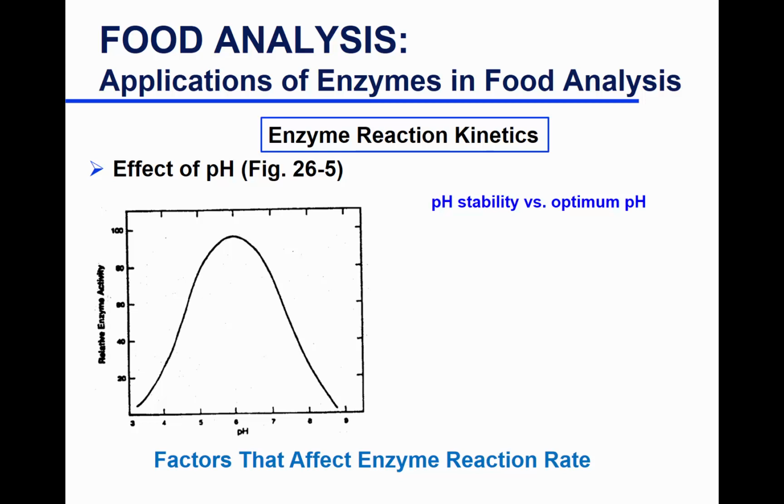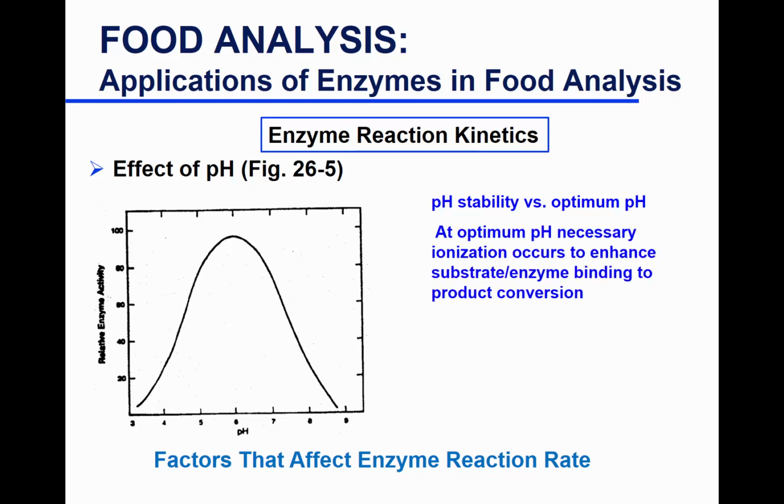But again, you see here a bell, because you have an optimum, and as you go away from it in either direction, acidic or basic, you are changing the charges on that protein active site or the enzyme active site. So you will lose activity. The activity will be reduced. But you need to know that pH stability is different than pH optimum.